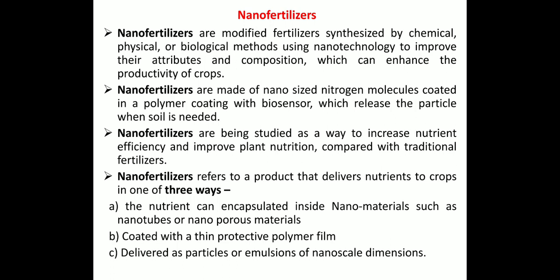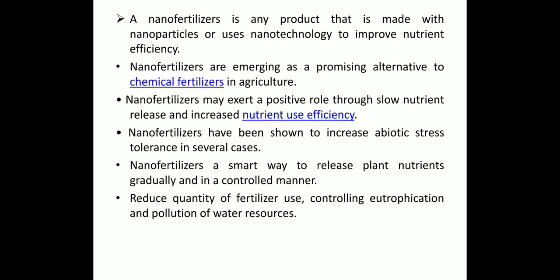That is, polymer films are used to deliver particles or emulsions of nanoscale dimensions. The dimensions range from 1 to 100 nanometers. This is the meaning, concept, or definition of nanofertilizers. A nanofertilizer is any product that is made with nanoparticles or use of technology, especially nanotechnology, to improve nutrient efficiency.